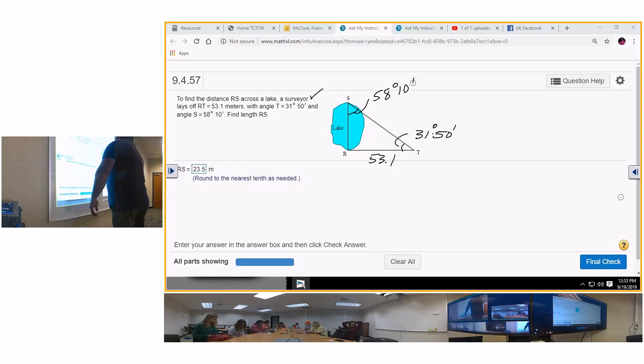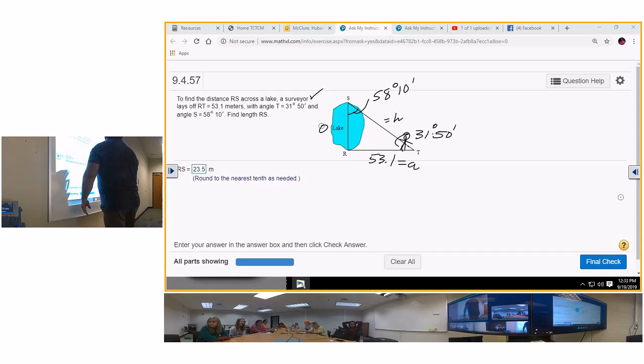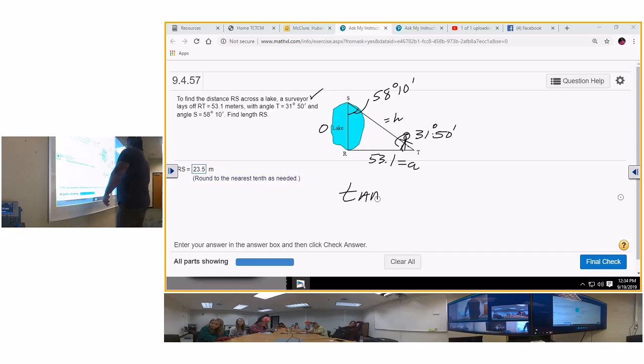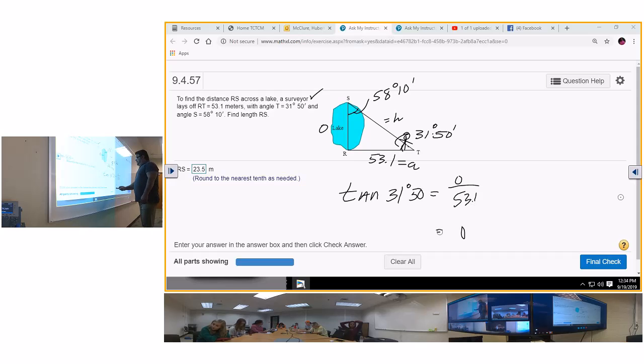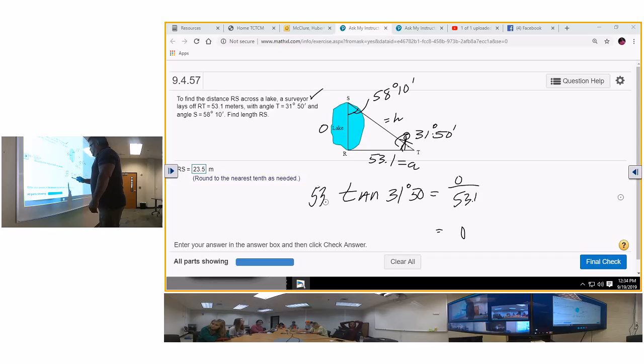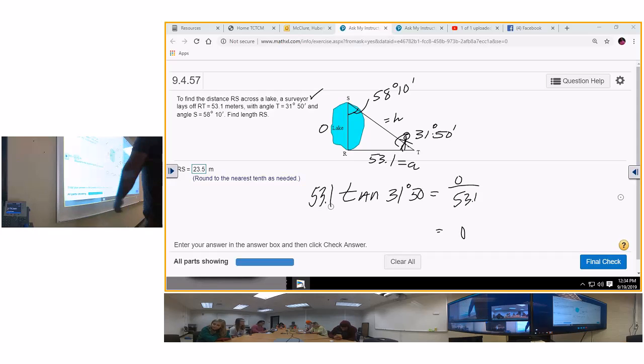You want to find this, so your angle, I'm going to put my little man right here. So that means adjacent and hypotenuse, which we don't need. We want to find the opposite. So which one has the opposite and the adjacent? Tangent. Tangent of 31°50' is equal to the opposite over 53.1, so multiply both sides by 53.1. And somebody give me that distance. Tangent of 31°50' times 53.1.